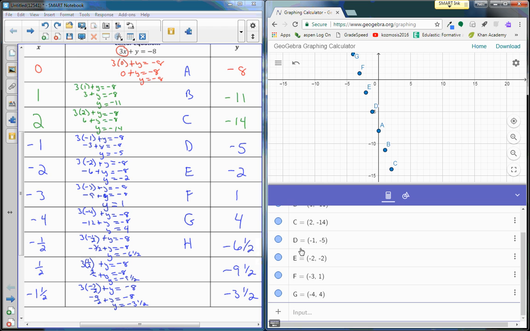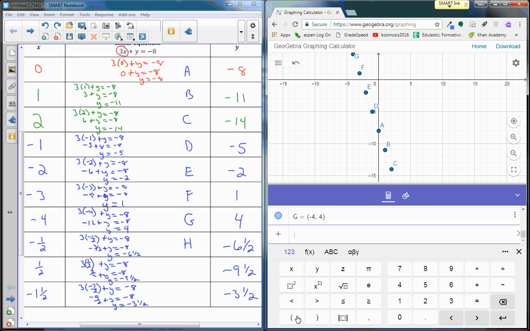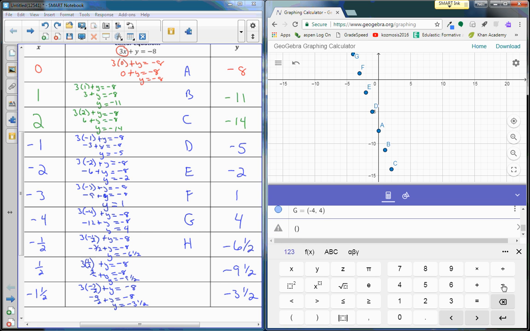and I haven't done H yet. So now I'm going to plug in H, which is negative 1/2, and I'll do 0.5 for 1/2, comma 6 and 1/2, which is negative 6.5. I'll just do decimals just to make it easier to plug in here. And see where H fell? Still right on that straight line. H fell between A and D. So A was 0, D is negative 1, and negative 1/2 is between 0 and negative 1.